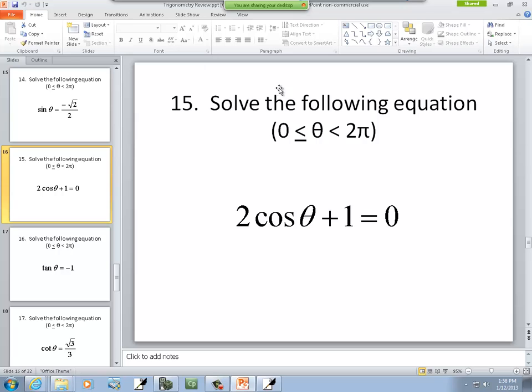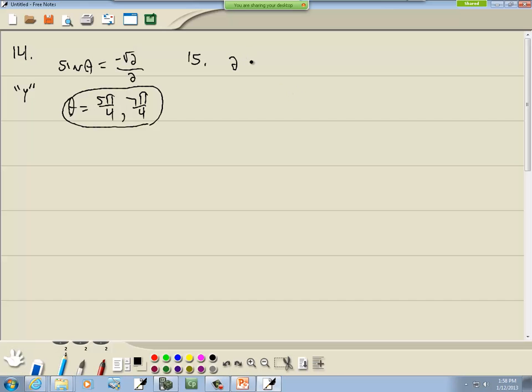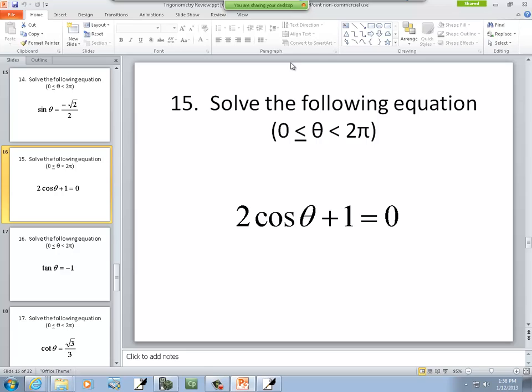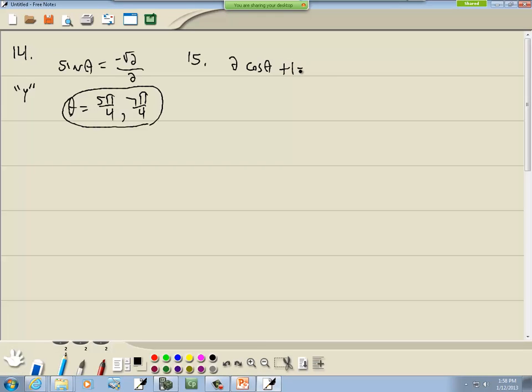Now number 15. We got 2 cosine theta plus 1 equal to 0. Now our goal here is to get the trig function by itself. If you have a single trig function, you want to get it by itself. So I'll take the 1 over. So we've got 2 cosine theta is equal to negative 1. And then divide both sides by 2. And we get cosine theta is equal to negative 1/2.